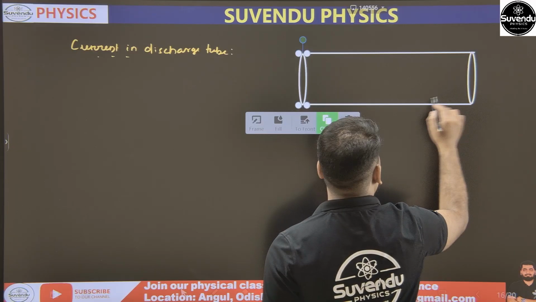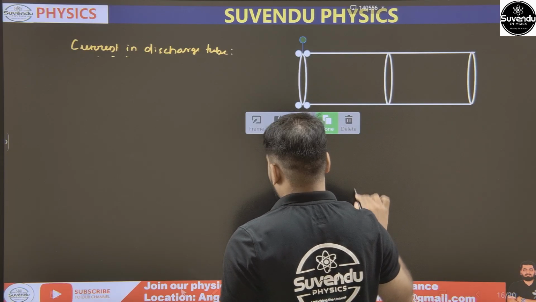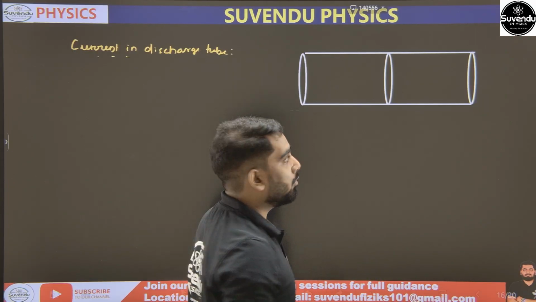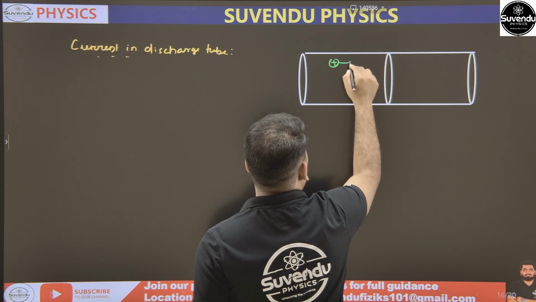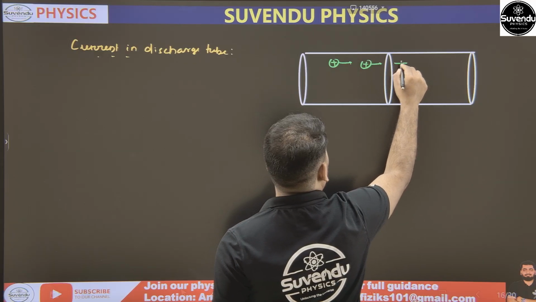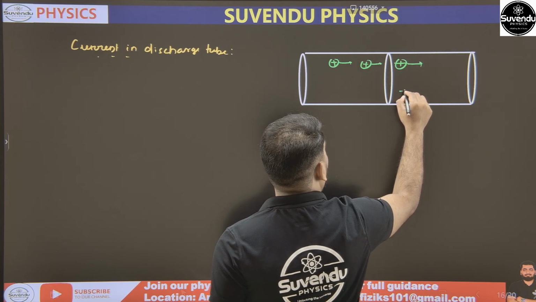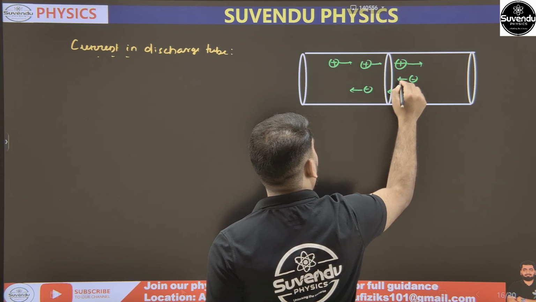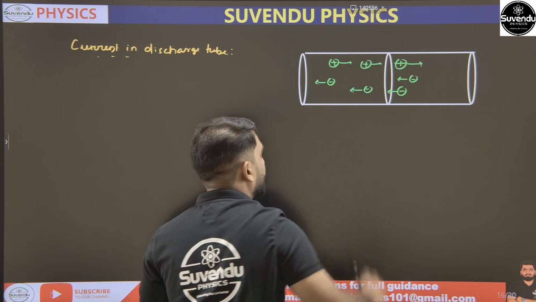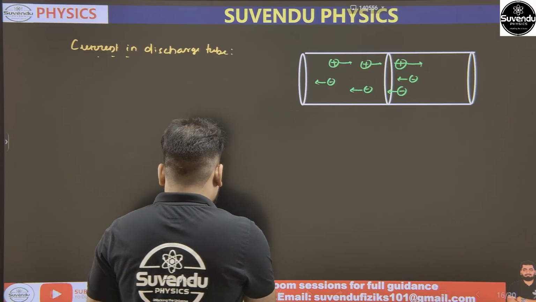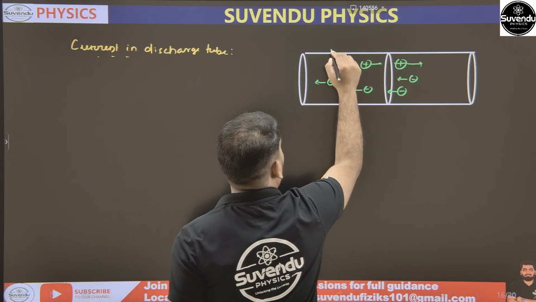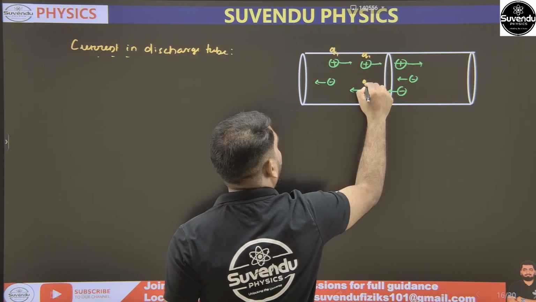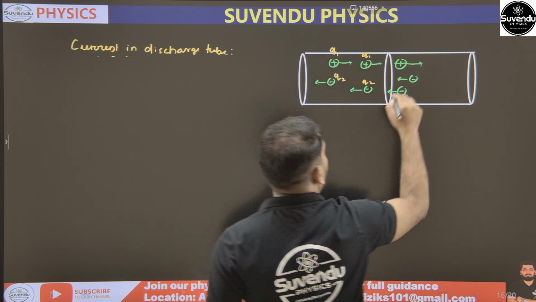Let's think this is the discharge tube and this is any cross section. Let in time t, n1 number of positive ions pass through this cross section, and n2 number of negative ions pass through this cross section in time t seconds. Here let another thing: the charge of a positive ion is q1 and of a negative ion is q2. Assume like this.